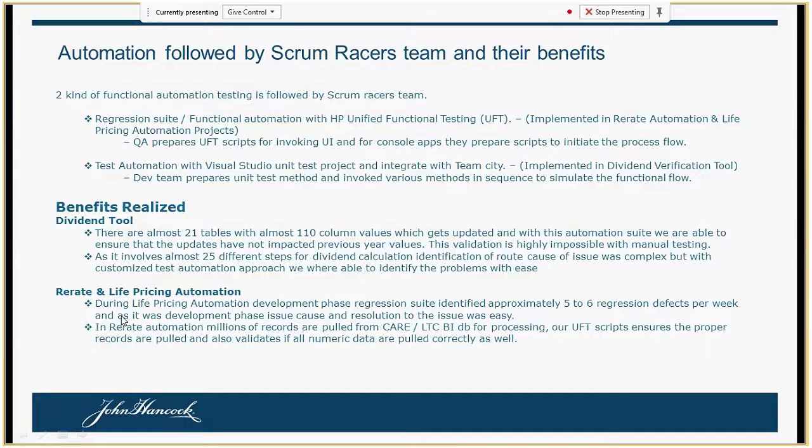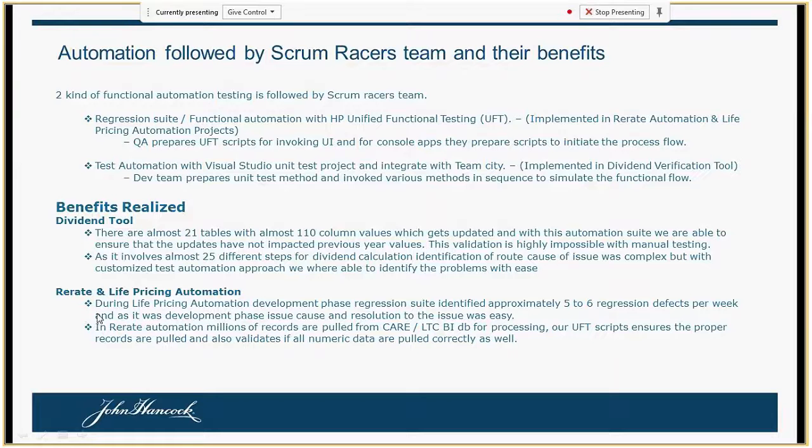On top of that, there are, say, 25 different steps involved in updating and validating, and if an issue was identified, it was hard for us to validate. So this also helped us nail down the issue. Identifying the intermediate values and comparing at that level helped us identify where exactly the issue occurred. So root cause analysis has also become easier with this automation approach.